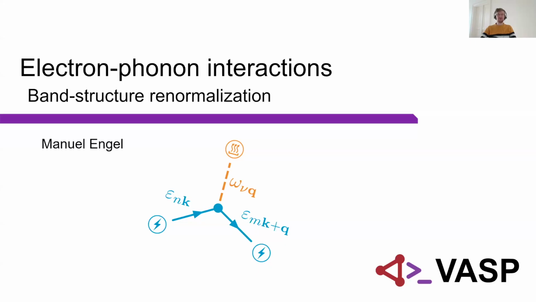Our speaker today is Manuel Engel, who's one of the VASP developers and has implemented much of the electron-phonon and phonon code. He did his PhD with Georg Kresse at the University of Vienna on electron-phonons, and his thesis work has contributed towards the electron-phonon code. Yesterday I introduced phonons in VASP, and today he's going to move from that to electron-phonon interactions, specifically the renormalized bandgap via the one-shot method and many-body perturbation theory. So, good morning, Manuel. The stage is yours.